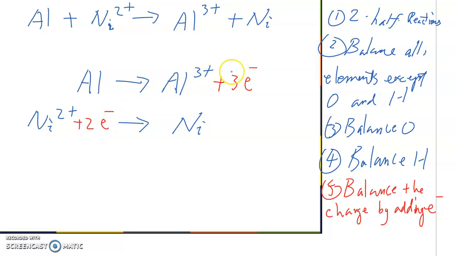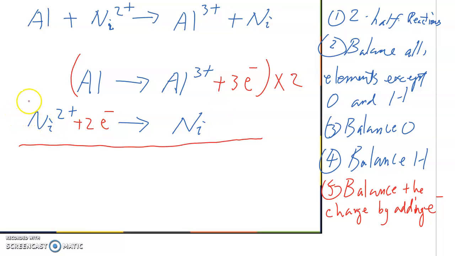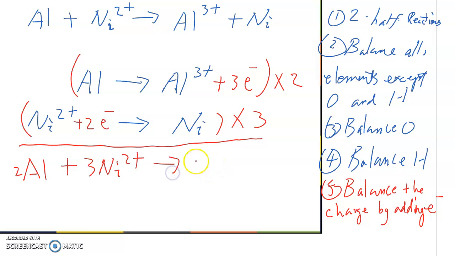I have to make sure that the electrons are balanced. So what I can do is multiply the first half reaction by 2, and then multiply the second one by 3, so the electrons can cancel out. So what I will have is 2Al plus 3Ni2+ is going to yield 2Al3+ plus 3Ni. Now each element is balanced and the charge is also balanced.